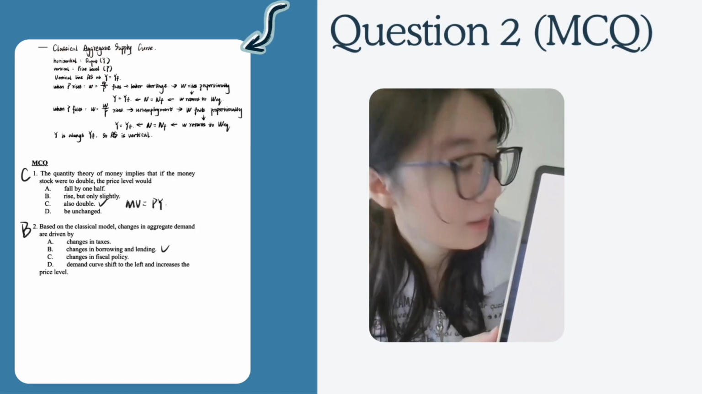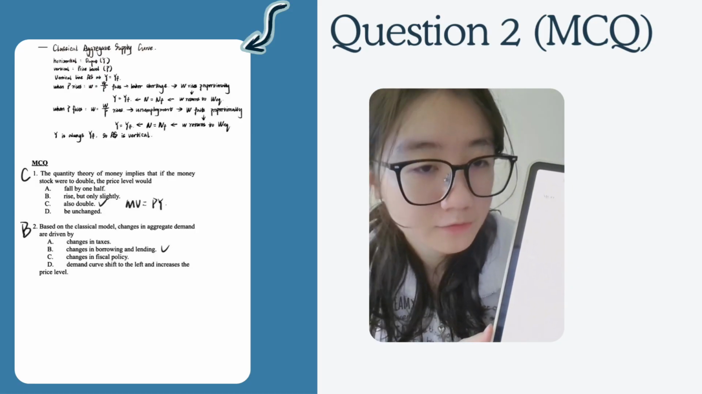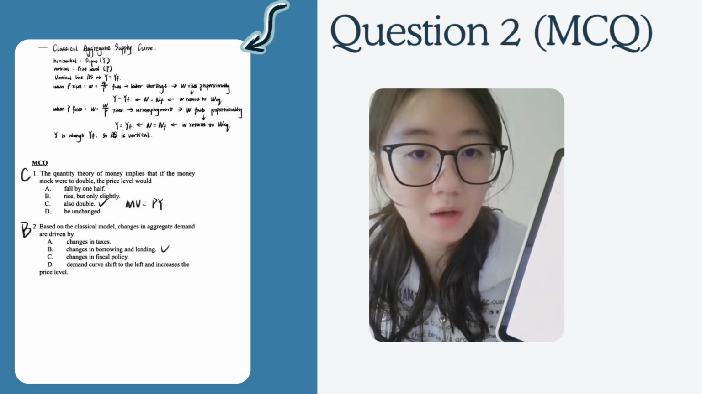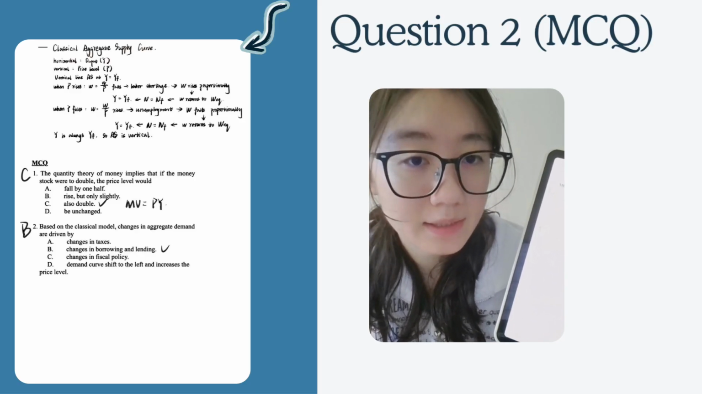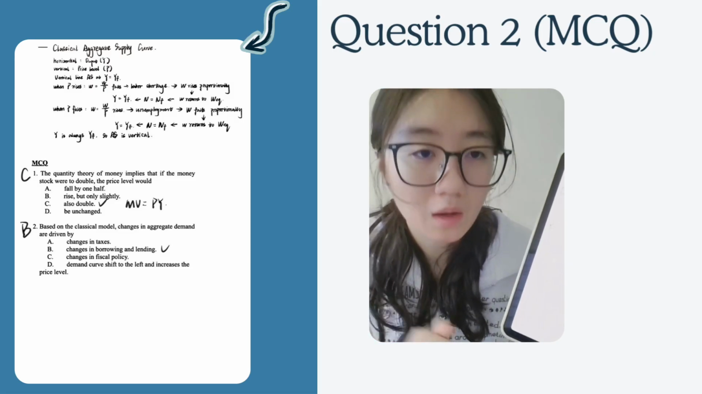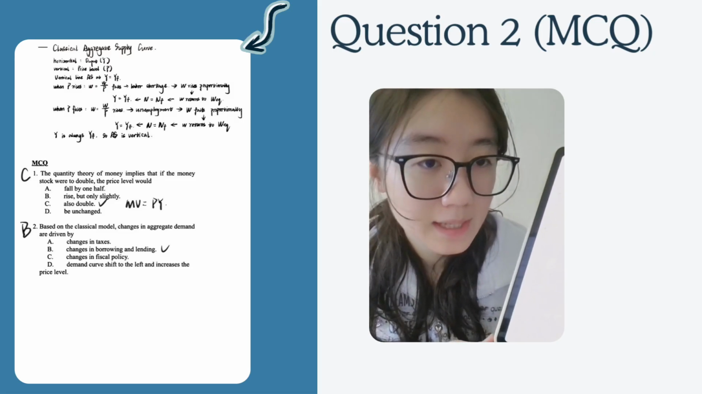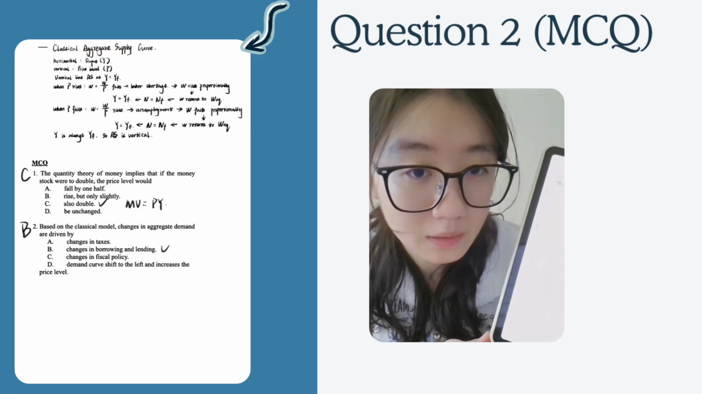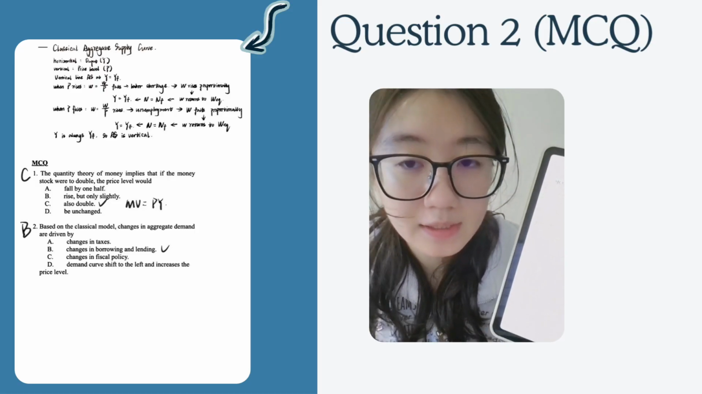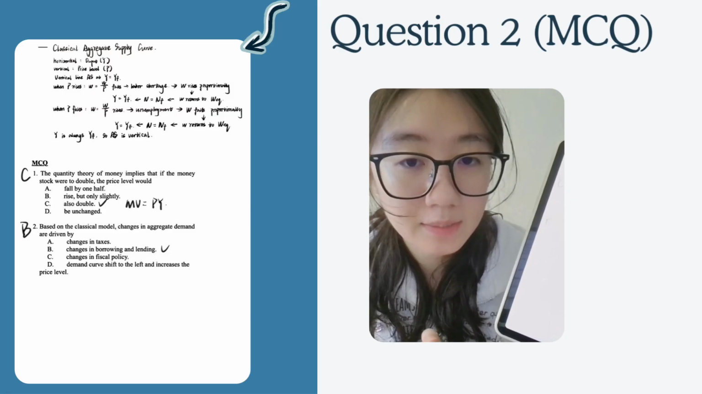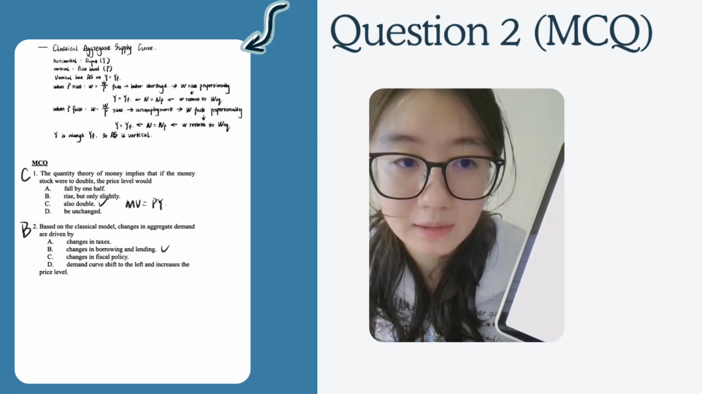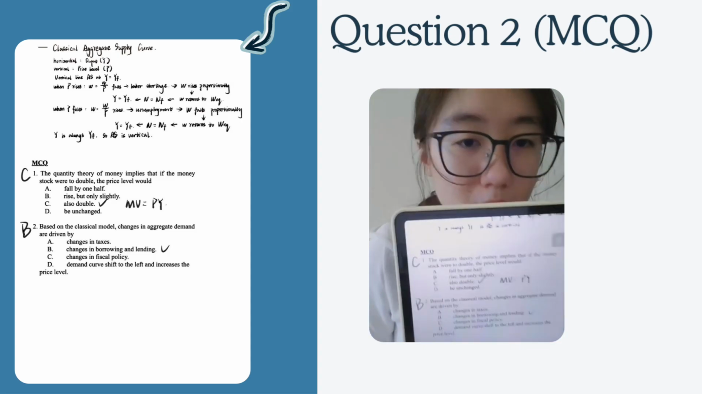Now, for the multiple choice questions. First, the quantity theory of money says that if the money stock doubles, the price level will also double, answer C. Second, in the classical model, changes in aggregate demand are primarily driven by B, changes in borrowing and lending. That's all for this question.